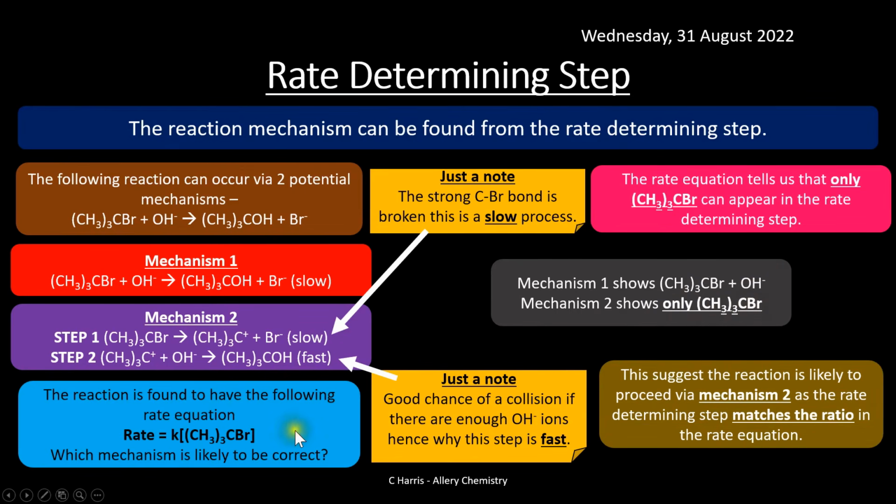So therefore, this suggests that the reaction is likely to proceed via mechanism 2, because the rate determining step here, that one, matches the ratio of elements in the rate equation. So we're just looking for some certain things here. These notes are just to explain why this might be slow and this might be fast, because you might look at that and think, well, how do they know that's slow? So it's applying some common chemical knowledge that we've seen before to try and explain why this might be slow and why this might be fast.